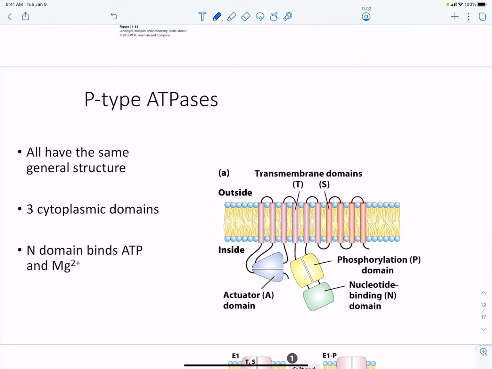So now there's a few types of transporters that we're going to talk about. The first are going to be our P-type ATPases. Our P-type ATPases are going to have a similar structure. Inside they're going to have an A domain or an actuator domain, a phosphorylation domain, and a nucleotide binding domain, the N domain. So you're always going to see an A, a P, and an N domain. You also have the transmembrane domains, T and S. It's the N domain that is going to bind to ATP.